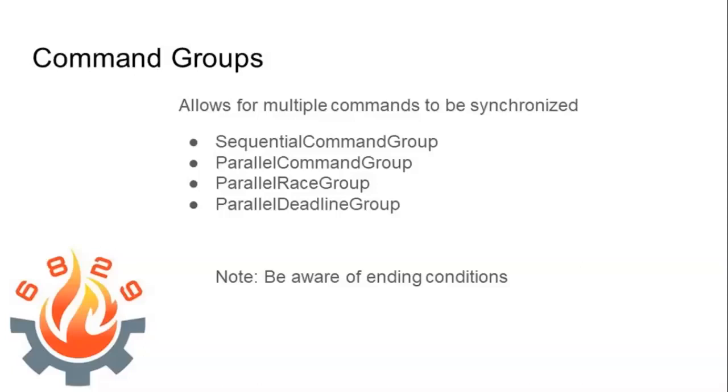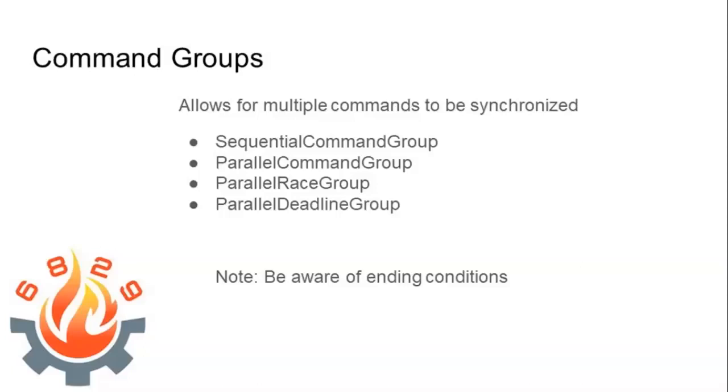I want to show you the value of that group and why you'd want to use that differently. So finally, there's the fourth one, which is the parallel deadline group. So in the race group, what we found was I had a bunch of commands running at one time. Once any one of those ended, I wanted to stop everything, right?